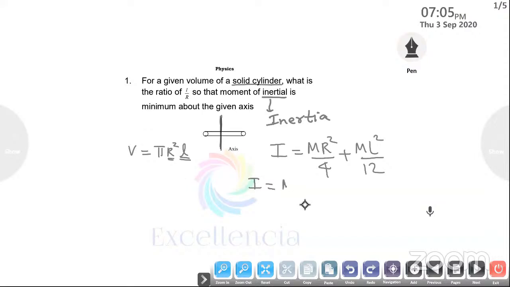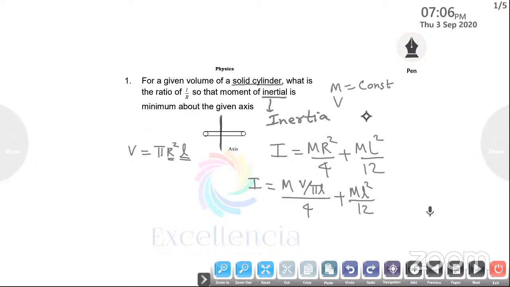So if I substitute the value of r square, r square is nothing but V by pi L. And m L square by 12. This is the moment of inertia. In this, mass is a constant. Mass is a constant.